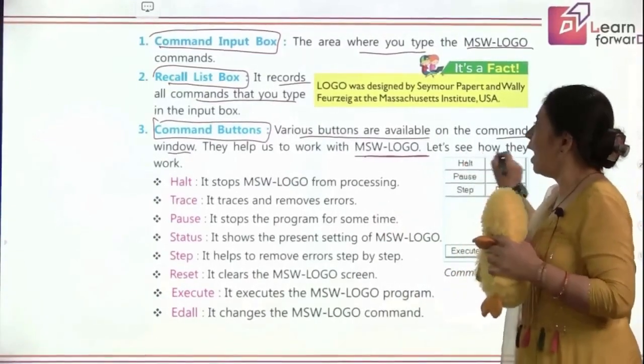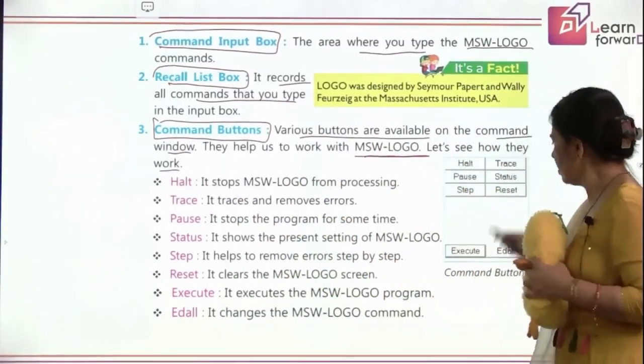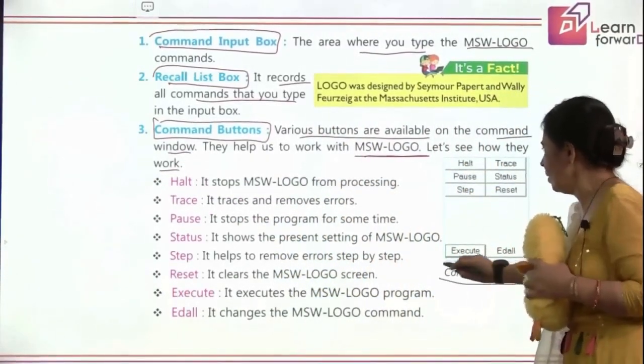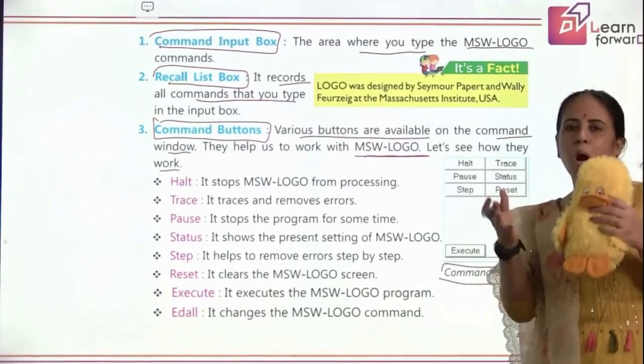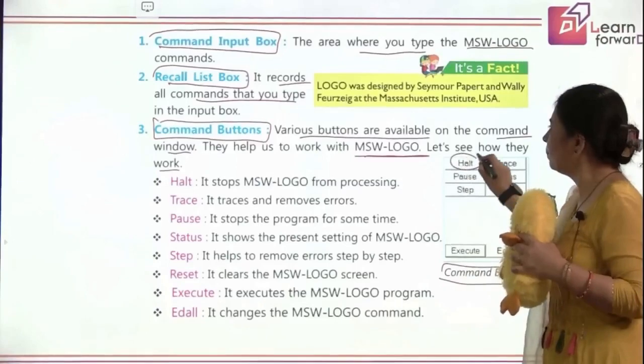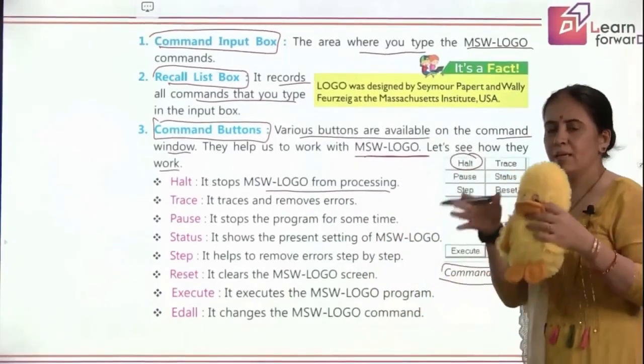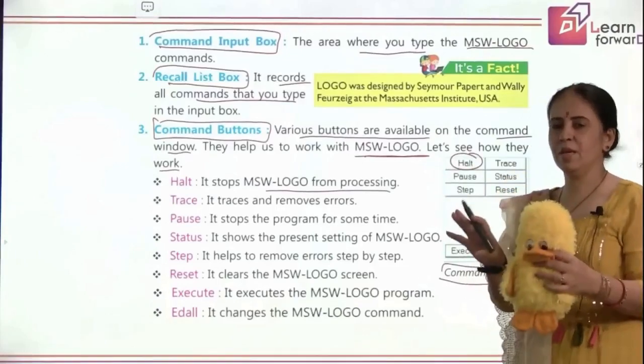Now, what are these commands and how do they work? Could you see certain buttons? We call them command buttons. I'll just tell you how these buttons work. So, first is the halt button here. The role of halt button is to stop your processing. Just put a halt to your processing for a while.